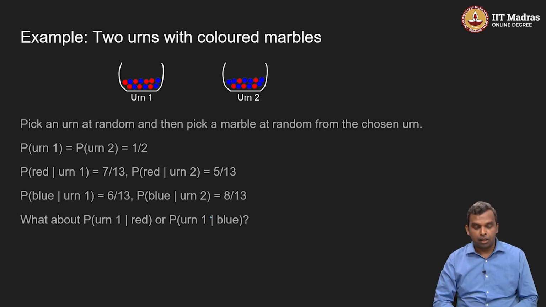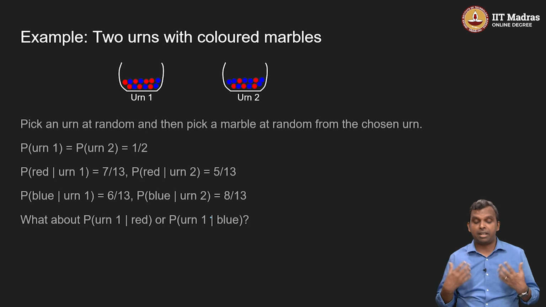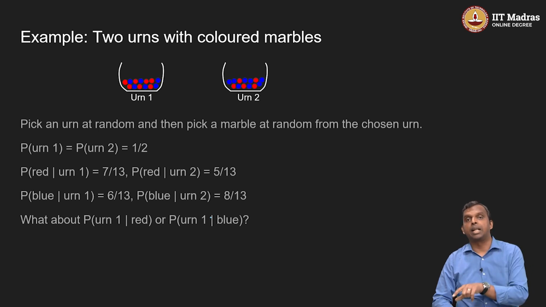So I might observe after the experiment is over, without seeing the first step in great detail, that a red marble was selected, and I may be interested in finding out what is the probability that it came from urn 1. This is a conditional probability. I want the conditional probability that the ball came from urn 1 given that I got a red ball.